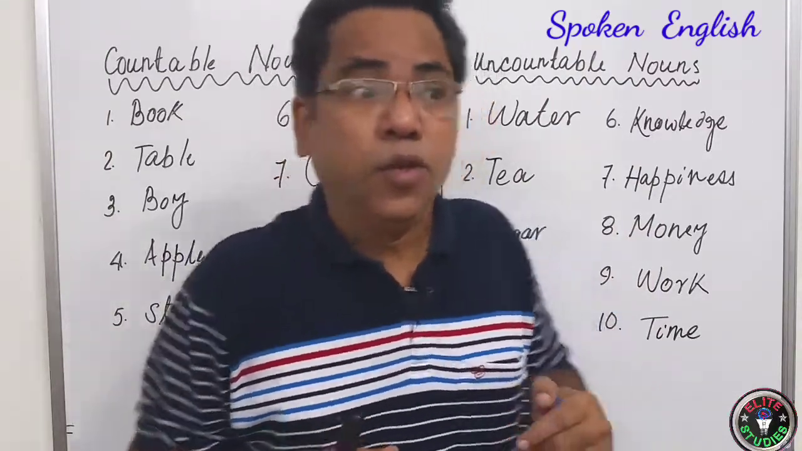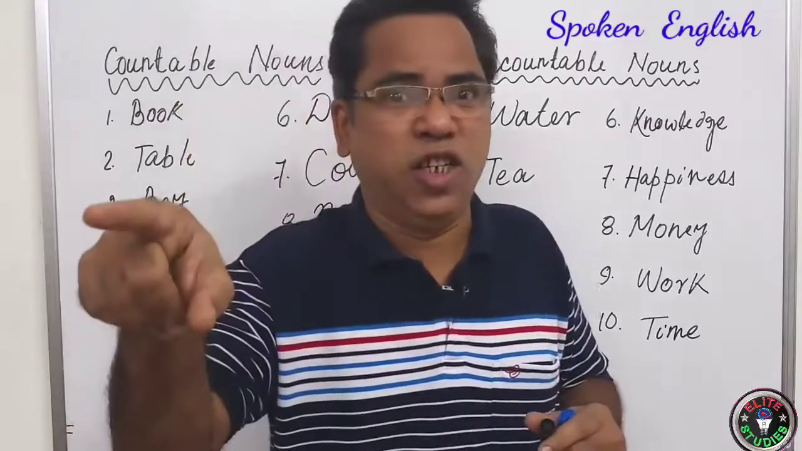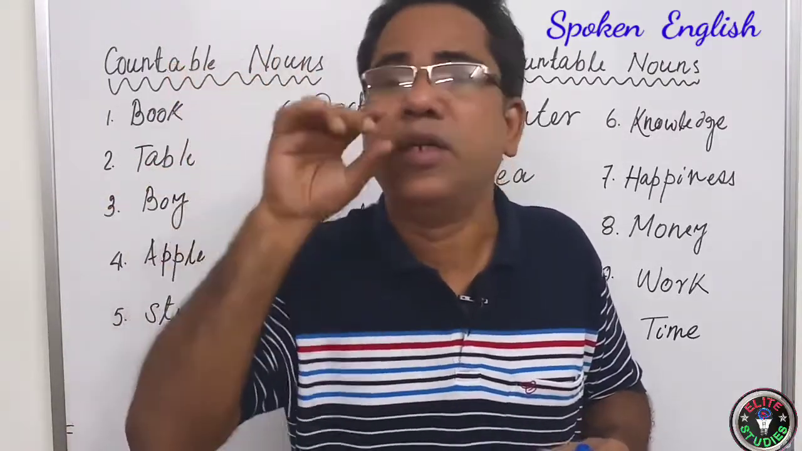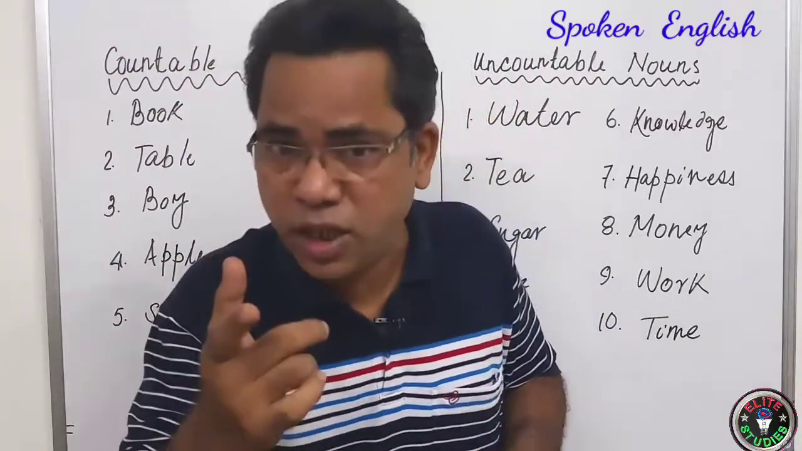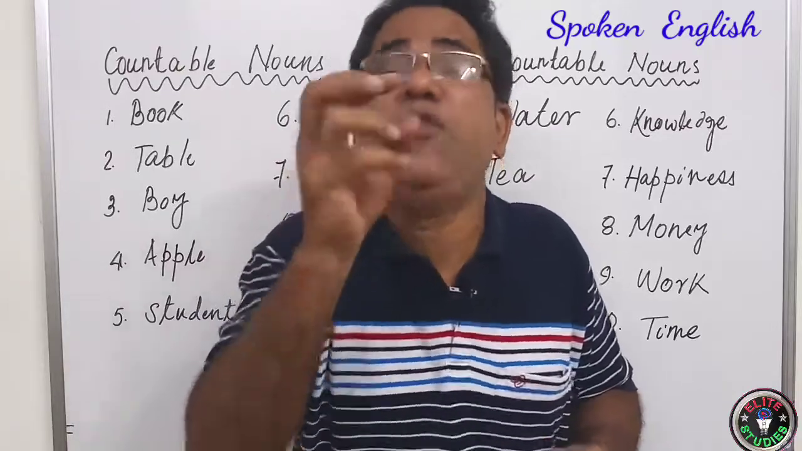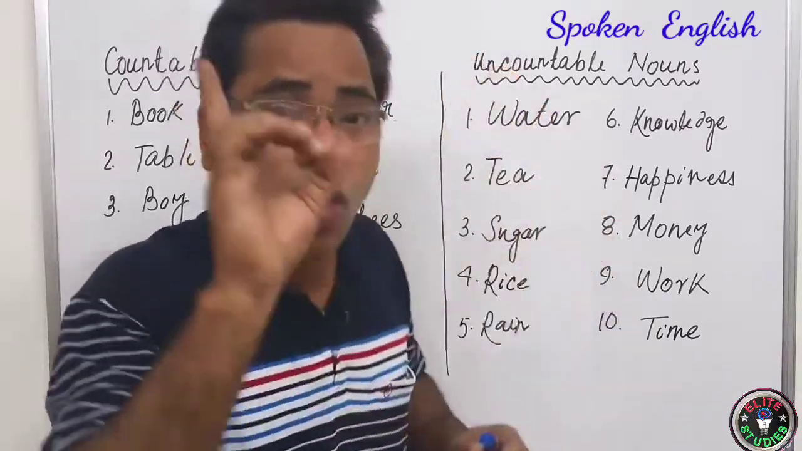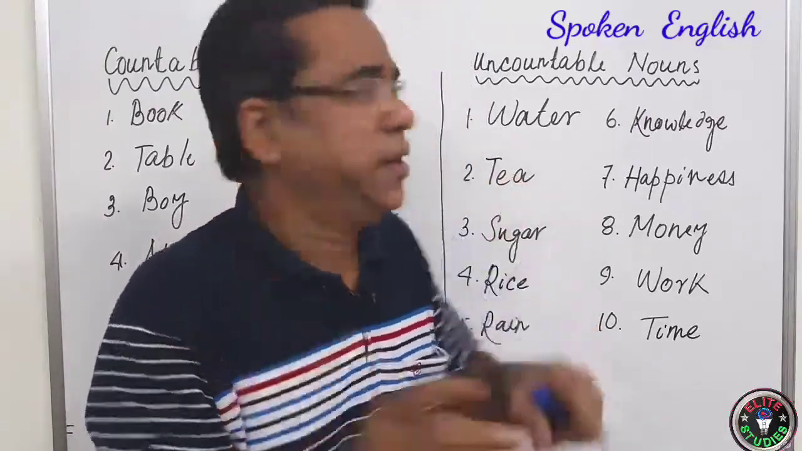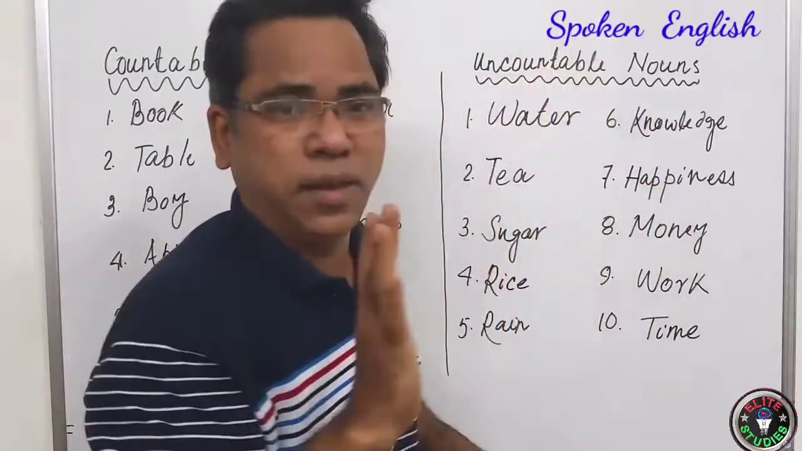But you cannot see them, you cannot apply your sense organs. You cannot touch, you cannot smell. So you can only feel. Those are called abstract nouns. All abstract nouns, without any exception, are uncountable.